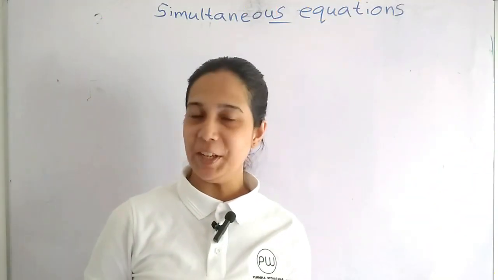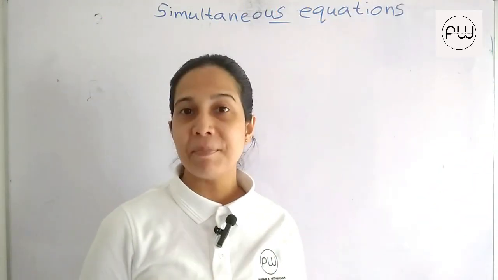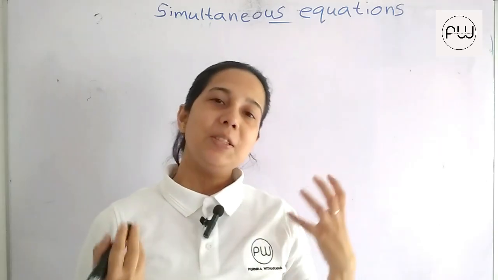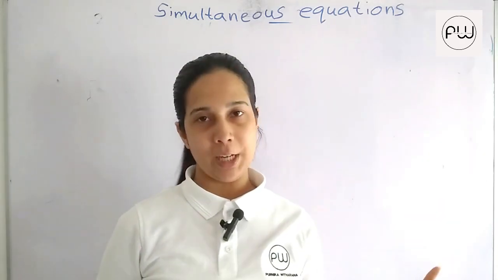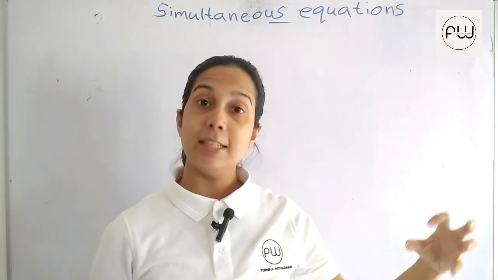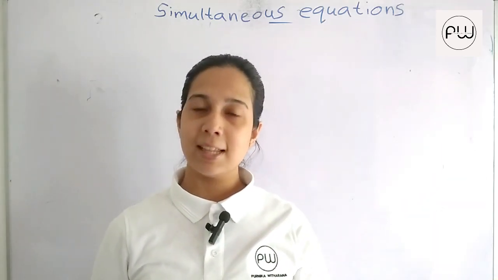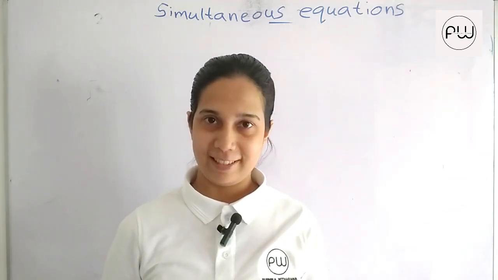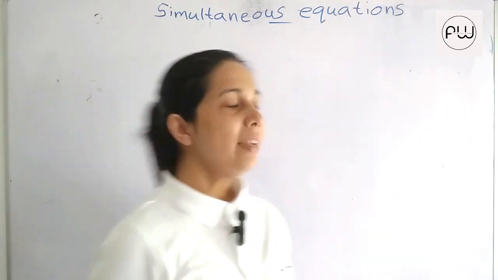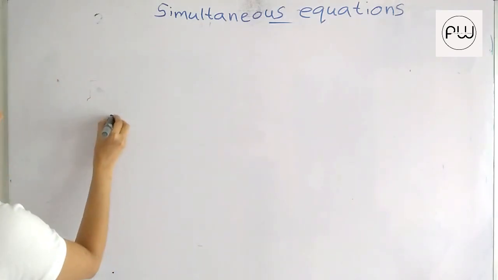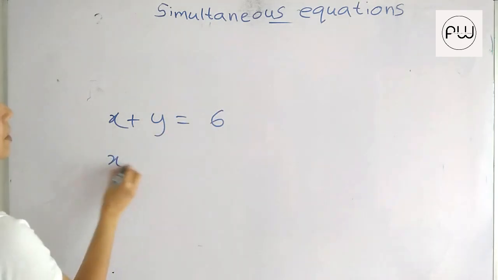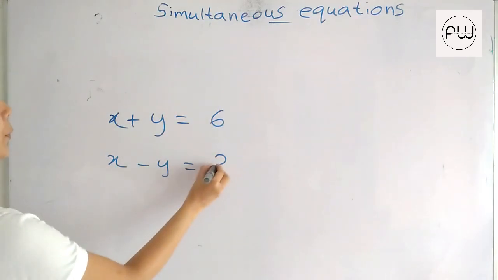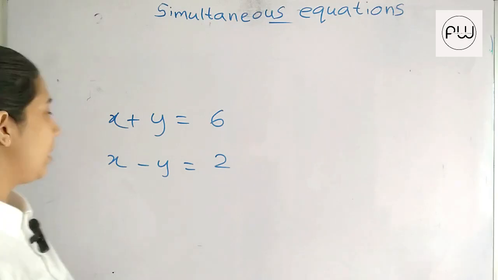Done more simple equations. Then we can move to simultaneous equations. So we know there is only one unknown in a simple equation. But when we consider simultaneous equations, that's a pair of equations with two unknowns. Okay. Now let's take an example. x plus y equals 6 and x minus y equals 2. It's a pair of equations.